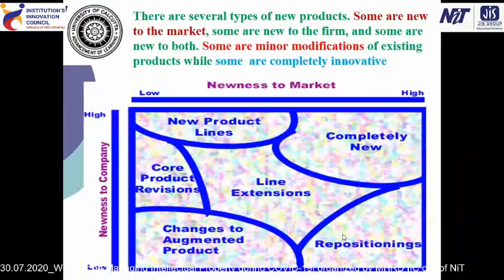That is the part of some that are new to the market. The newness to market is shown in a horizontal and vertical diagram, so high to low and low to high.